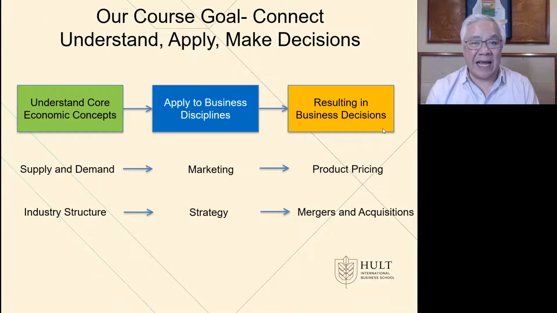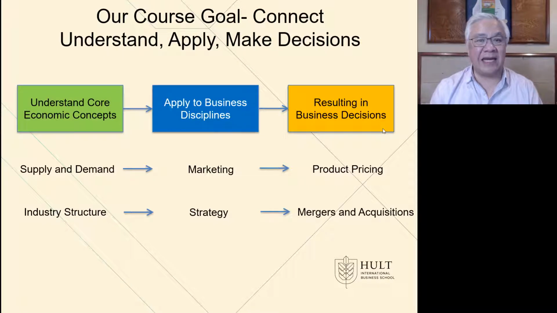Our goal is to connect. So it's not just another class that's hanging out there on your transcript, but one where we understand the core concepts, we apply them to disciplines, and then within the disciplines, we see that there are specific decisions that we make that use those concepts. An example, just among many, is supply and demand. We will see this in marketing, and we could use it in product pricing because product pricing must consider the competition and also the characteristics of our customers and the realities of pricing.